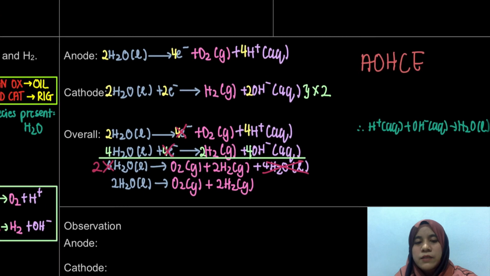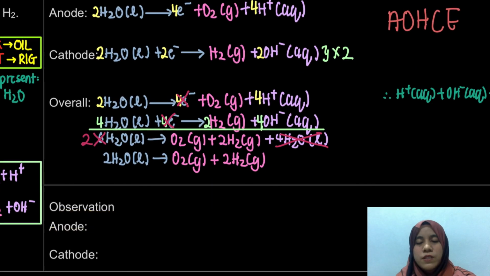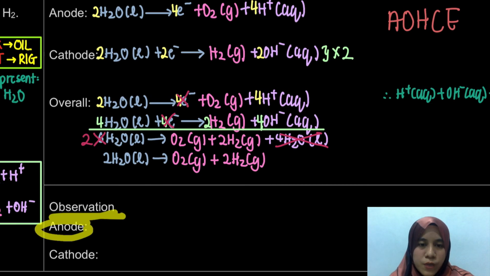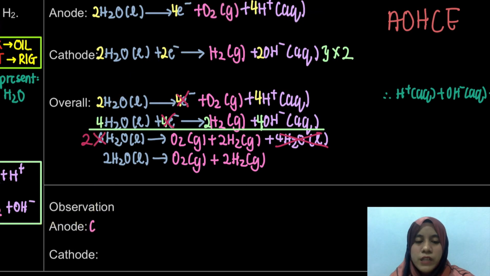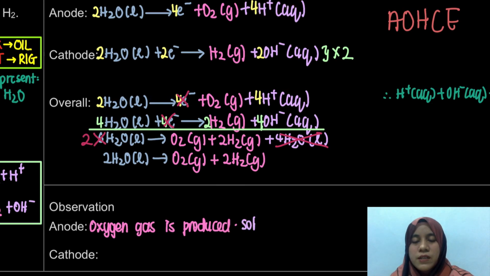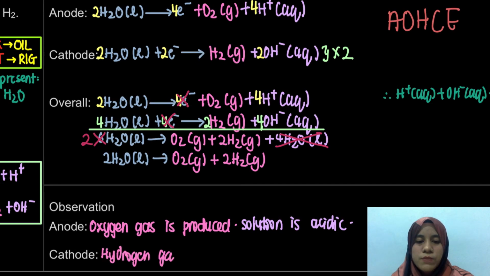Okay. Next, what about the observation? Again, observation must refer to the equation of product. Okay, first when we look at the anode equation, there we have O2 gas as well as 4H plus aqueous. First, write down oxygen gas is produced. Next, we have the presence of H plus aqueous. So we have to mention that the solution is acidic. Whereas for the cathode, we have H2 gas. So we have to write down hydrogen gas is produced and OH minus. For the OH minus, we have to write down the solution is basic.